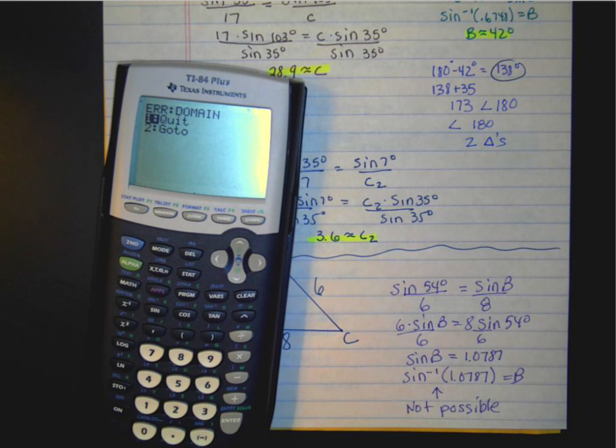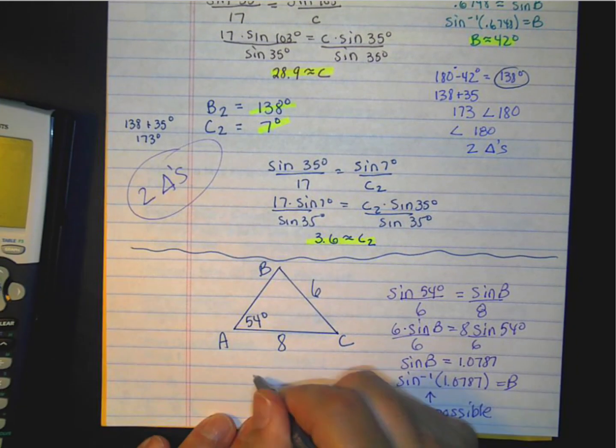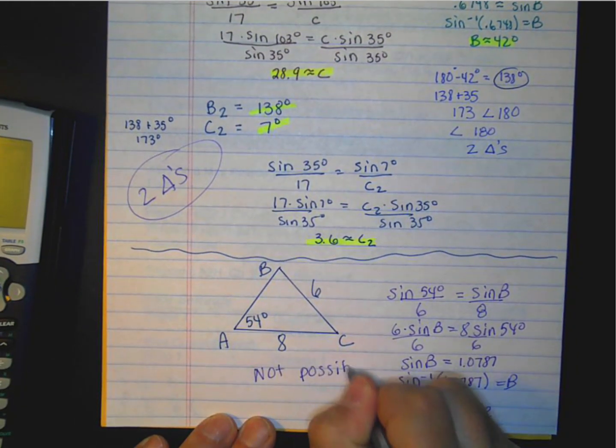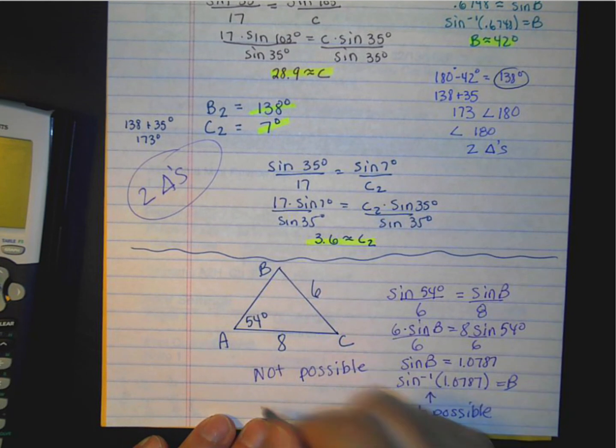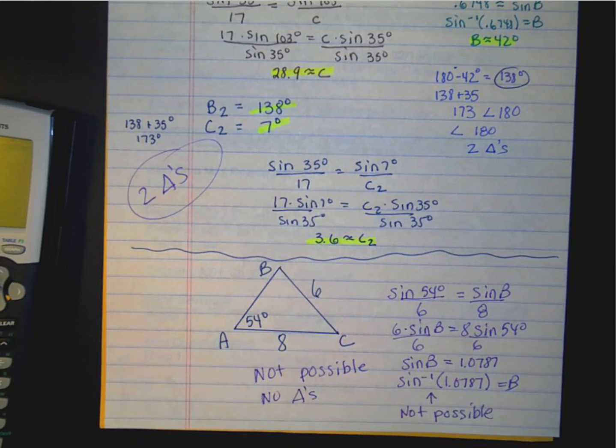If you did everything right, that's good. You should have got an error. That means this triangle is not possible to draw. Even though I drew it, it cannot be a real triangle. Okay, so this would be no triangles. Okay, no triangles. Not gonna happen.